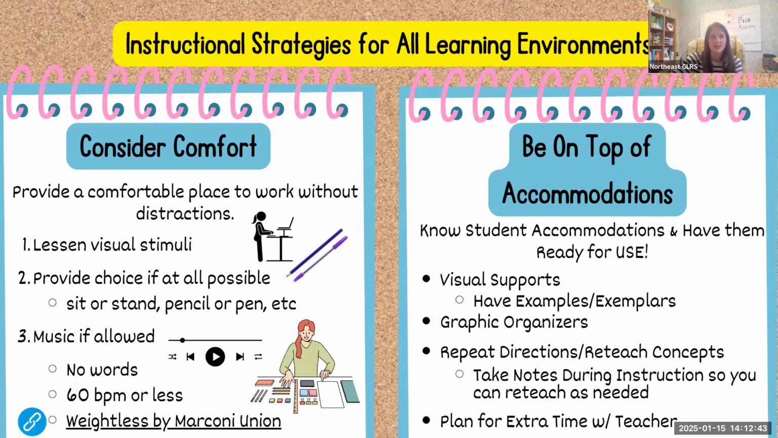Providing choice is another way, if at all possible. And these are small choices. Do you want to sit or stand to complete this activity? Would you like to use a blue pen or a black pen? Would you like to use a pencil? These are small things that can really help to meet sensory needs of our students, and to provide them a bit of autonomy as they work in their school settings.